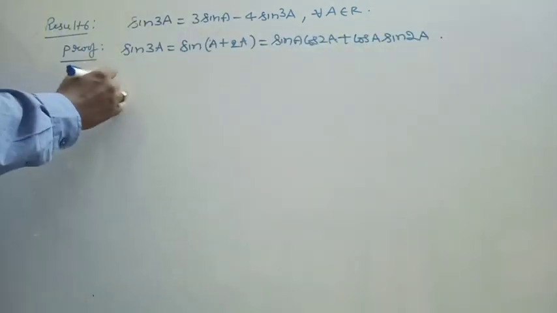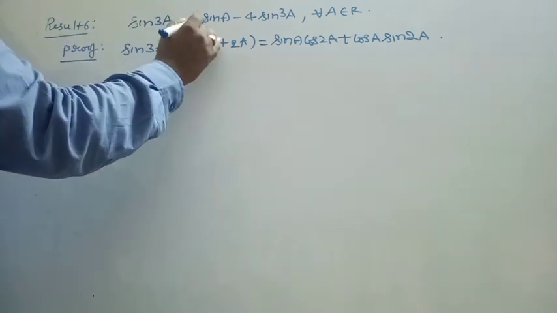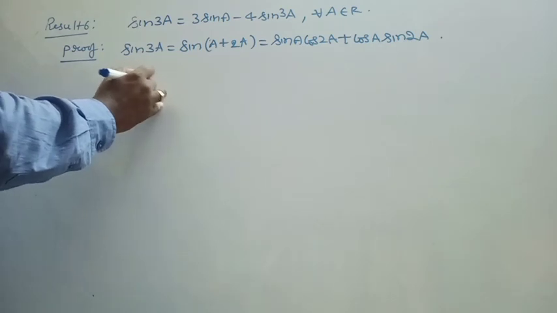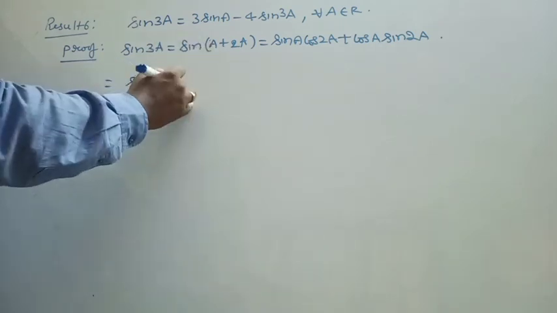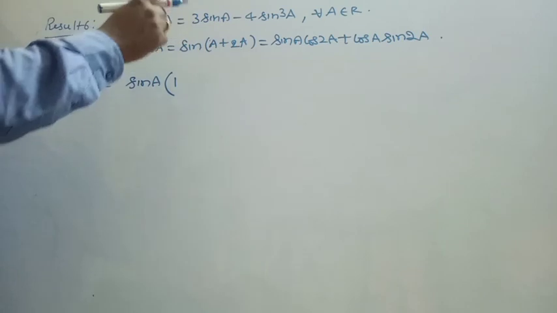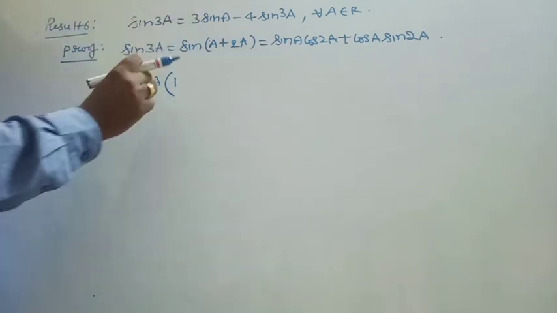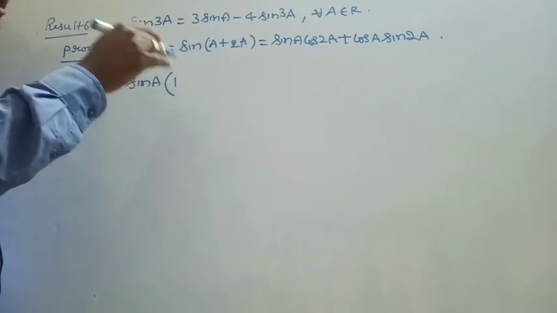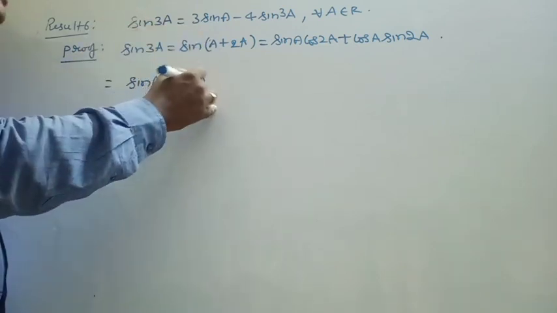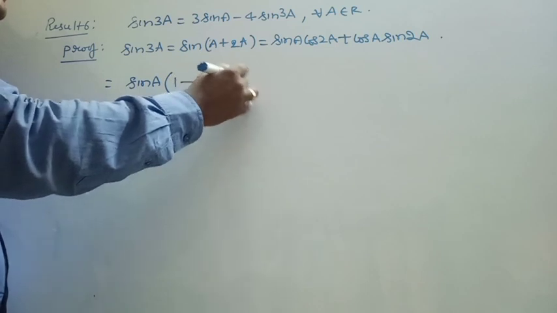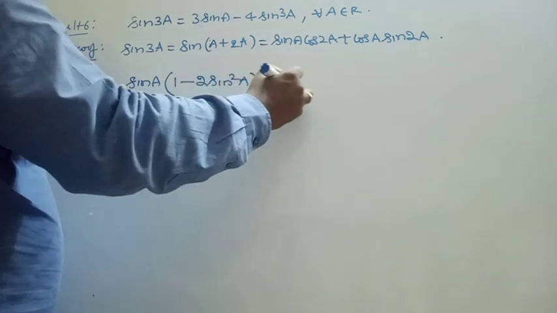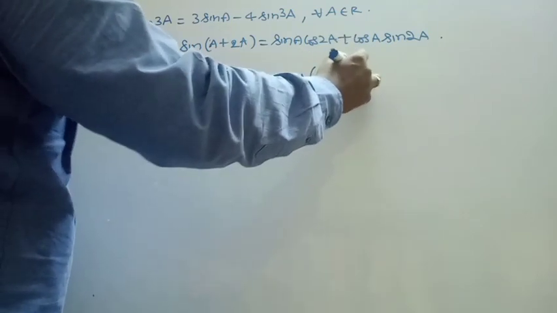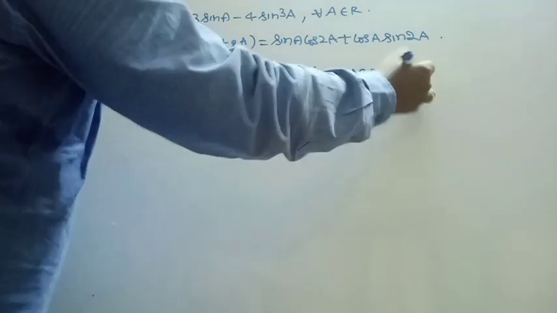Now you see, my dear students, this formula is not yet purely in terms of sine. So we take sin A into cos 2A. Cos 2A, because we want everything in terms of sine. For cos 2A we have 4 formulas. Among them you substitute the formula which is purely in sine, that is 1 minus 2 sin square A, plus cos A into sin 2A, which is nothing but 2 sin A cos A.